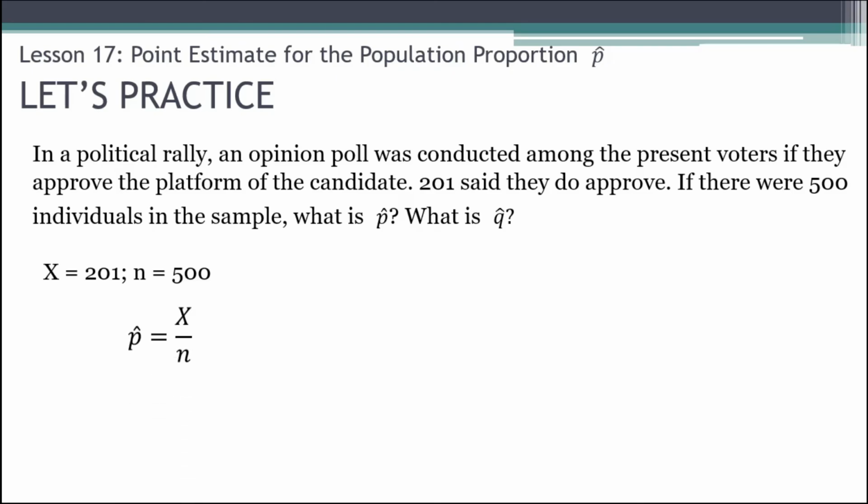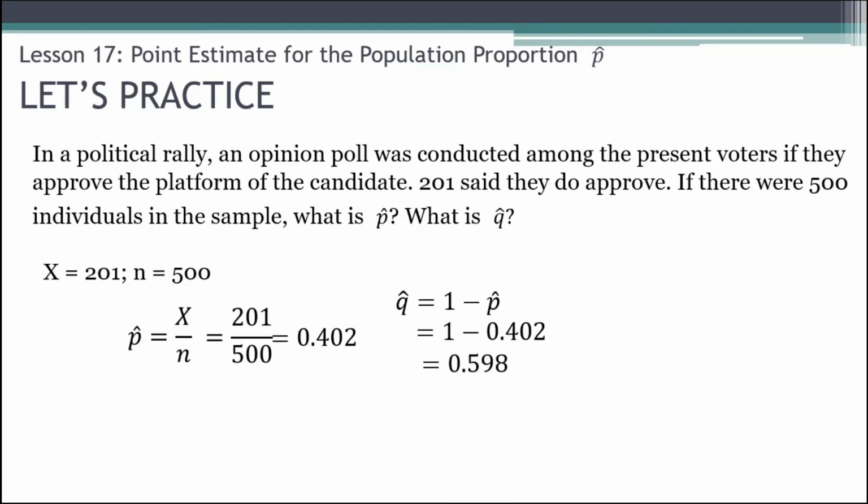So, again, applying the formula. Ang X natin ay 201. Ang N natin ay 500. Dividing it would give us an answer of 0.402. Next. May P hat na tayo. Kailangan na lang natin ay Q hat. So, ayan yung Q hat natin. So, 1 minus P hat. Anong P hat natin? 0.402. So, 1 minus 0.402 is equals to 0.598.